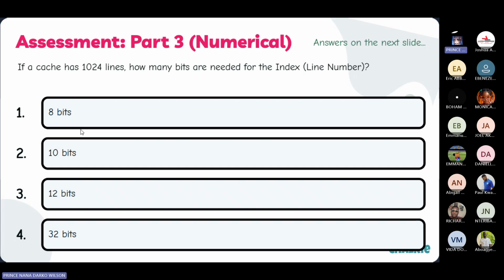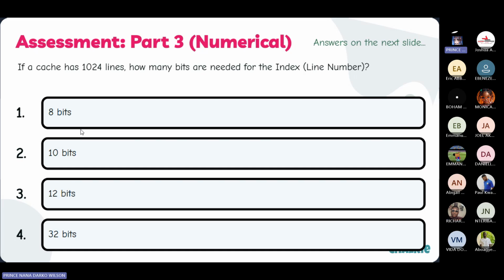What brought you to that conclusion? It's the highest there. Okay, let's analyze this. 1024 basically refers to something, right? We know that is just a kilo. Yes. So it's a kilo of bits, right?